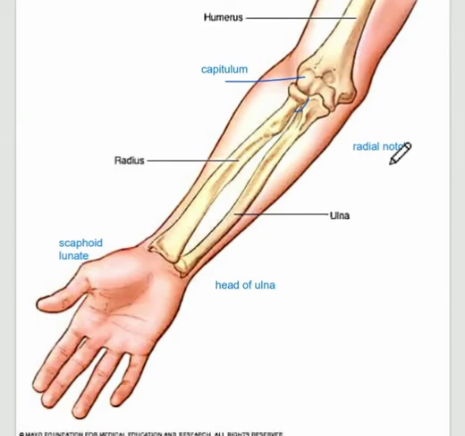Hi everyone, in this video I am going to explain radius bone, its side determination and its important features. Radius is a long bone of the upper limb, it is the lateral bone of the forearm.